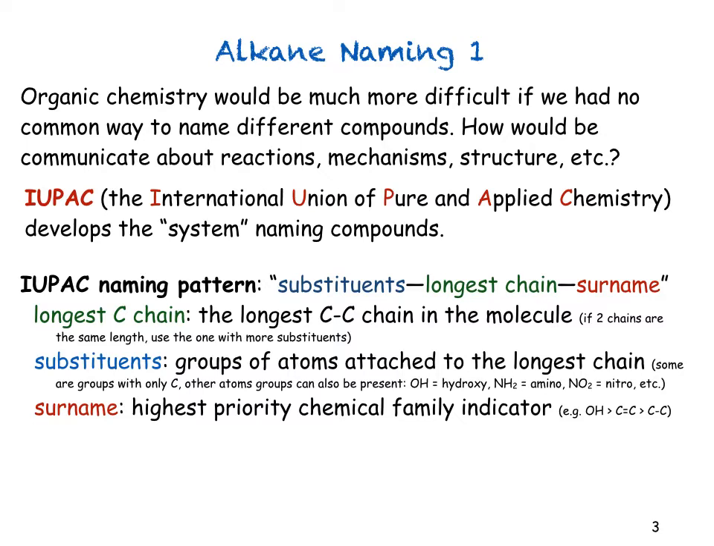We're going to name them by this pattern. We're going to name the substituents first. Substituents are whatever is connected to the longest chain. Then we're going to name the longest chain. Then we're going to give this a surname, which is going to tell us about what other kinds of atom groups are on this molecule besides the carbon. If it's only carbon, we'll give it one surname. If it has an OH, we'll give it another surname. If it has an NH2, we'll give it another surname.